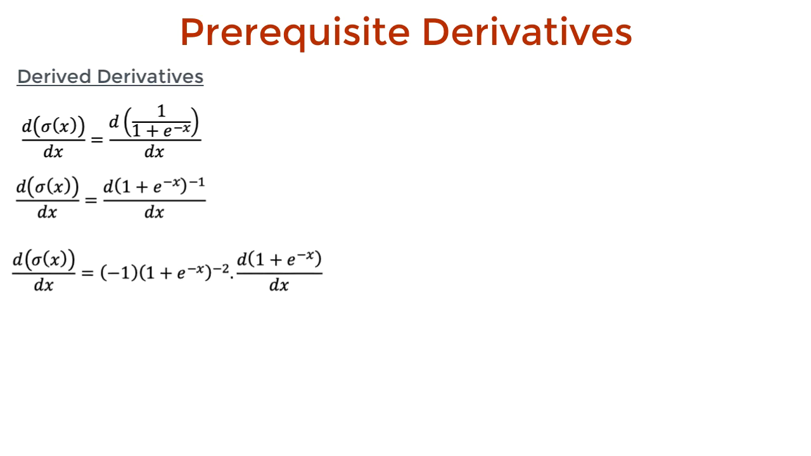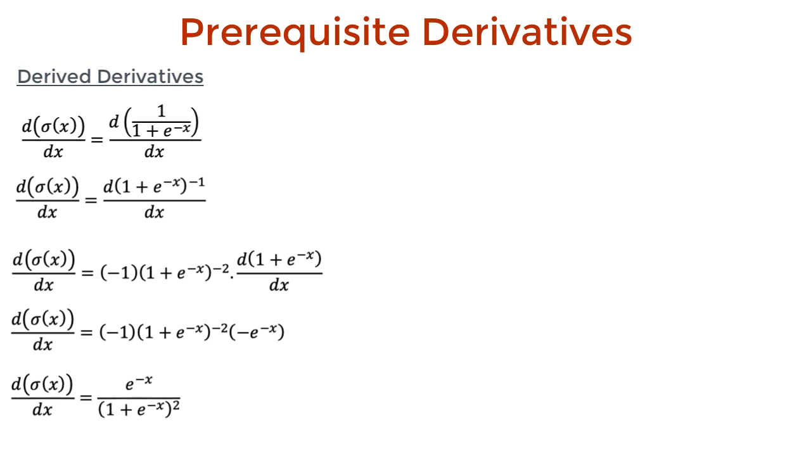Expanding the derivative, we have the derivative of 1 is 0 because it's a constant, and then we use the exponential derivative rule to get negative e to the power negative x. Let's rewrite it without any negative exponents.